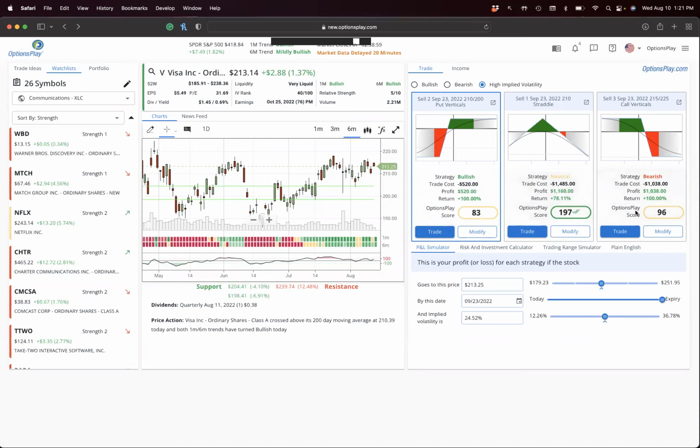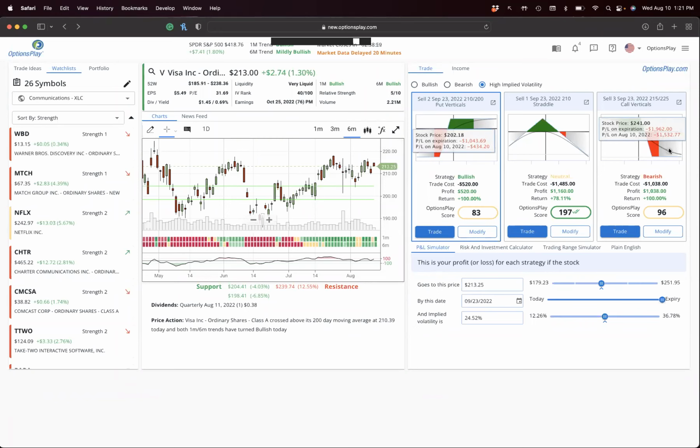So we created the OptionsPlay score so that you can, in one very clear number, compare the risk to reward and the probabilities. This is the guidance that I was referring to on each one of these strategies that allows you to understand the risk to reward, the probabilities of success, and how well balanced each strategy is, and comparing them side by side so that you can get a sense for which one gives you a better expected outcome and which one gives you a worse expected outcome based on the risk to reward and the probabilities.